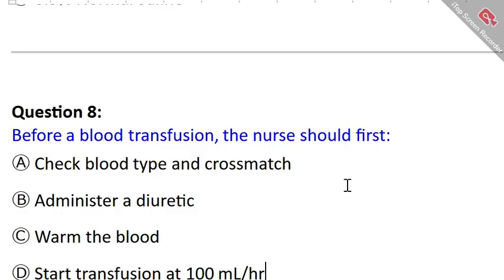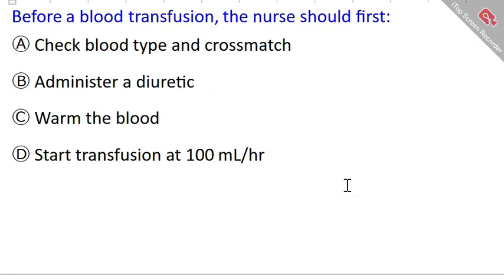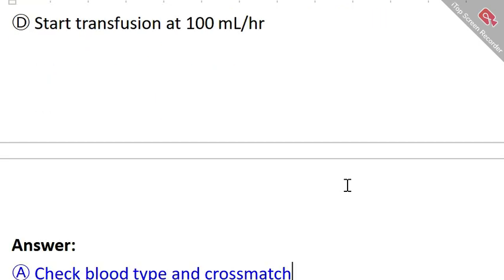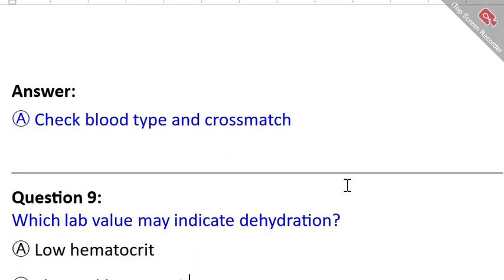Question number 8. Before a blood transfusion, the nurse should first what? Please read the 4 options. Select your best choice, and then I will reveal the correct answer with you. In this scenario, the correct answer is option A, check the blood pressure. Before a blood transfusion, the nurse will check the blood pressure. The nurse will also check the blood type and cross match. Let's move to question number 9.